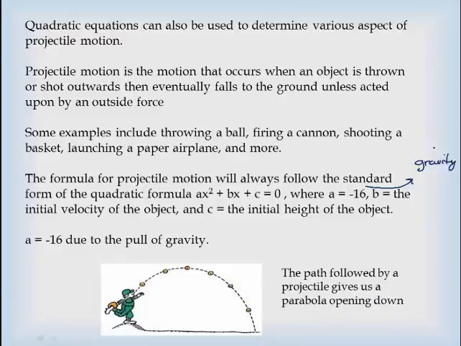Projectile motion gives us a parabola opening downward. This gentleman's height when he threw the ball is c. How fast he threw the ball is b, and then a, of course, is negative 16, and you can see the shape is a parabola.